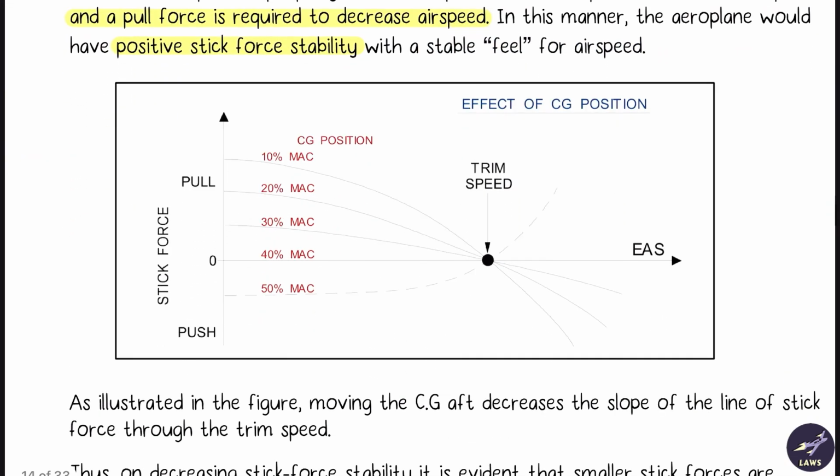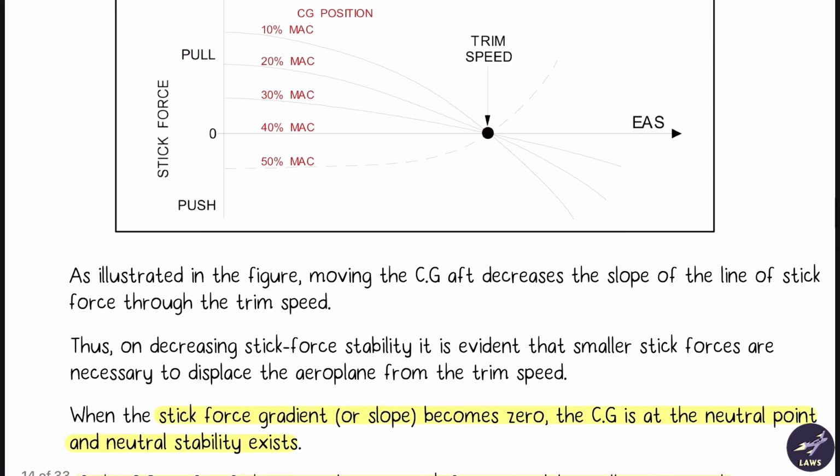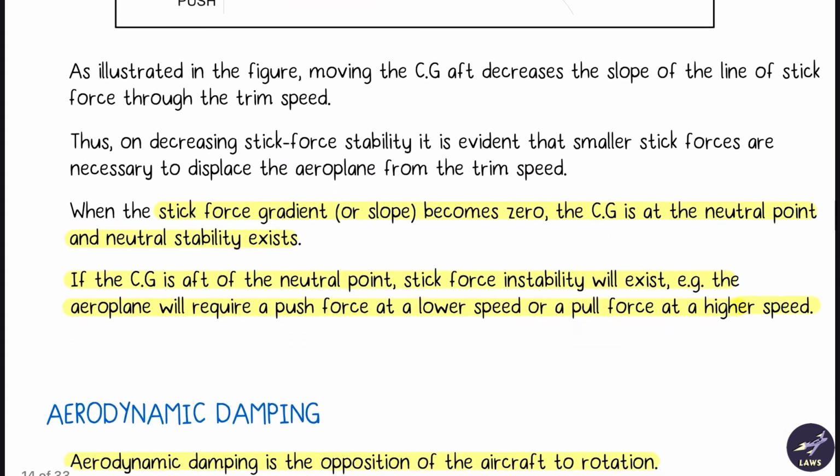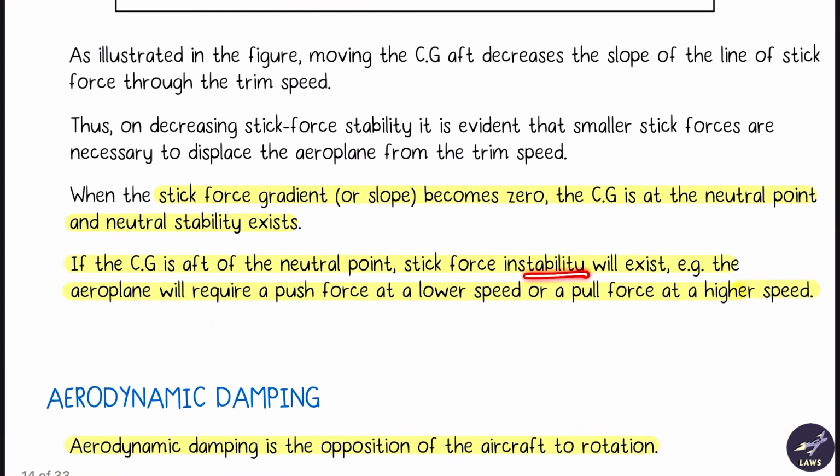This happens at all CG positions ahead of the 40% MAC, which is your neutral position, neutral stability position. Aft of 40% MAC, that is aft of the neutral point, there will be stick force instability. That is, when you push, your speed will decrease, and when you pull, your speed will increase.